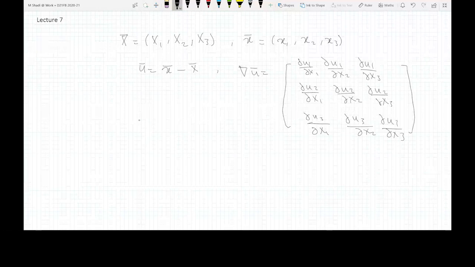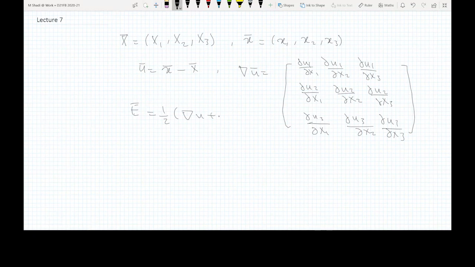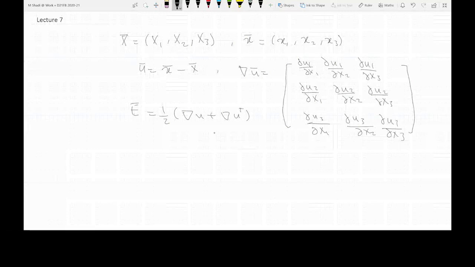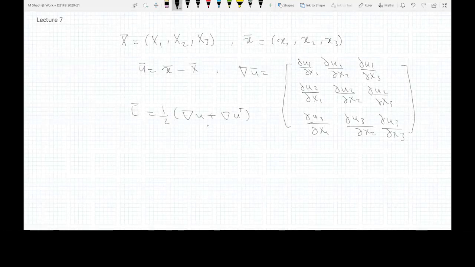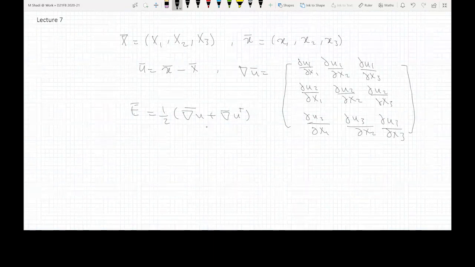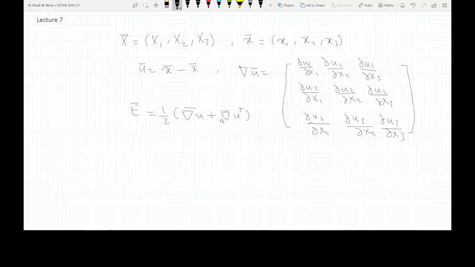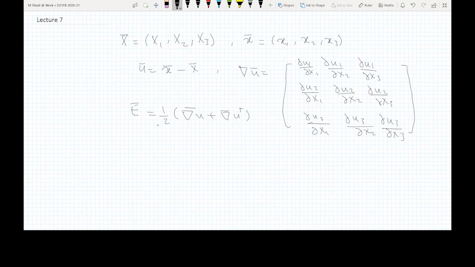And then we have the strain tensor. So this is the E tensor, which would be half the displacement gradient added to the transpose of the displacement gradient. Okay, so this is basically a vector, and this is a vector as well, although this is a tensor. All right, so this is the strain tensor.